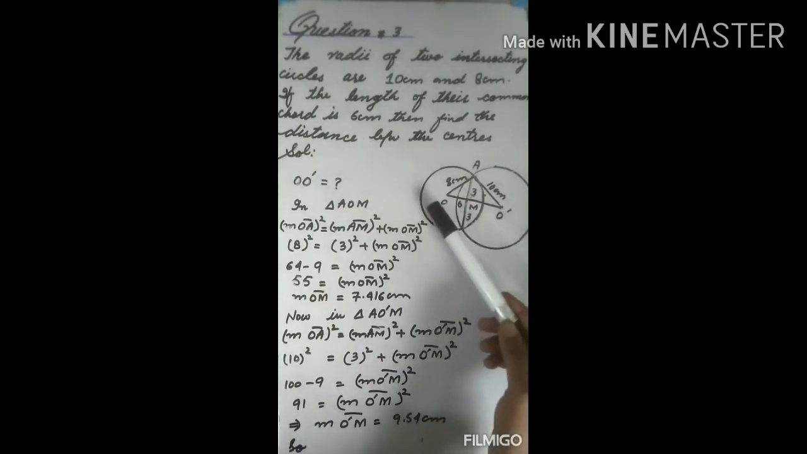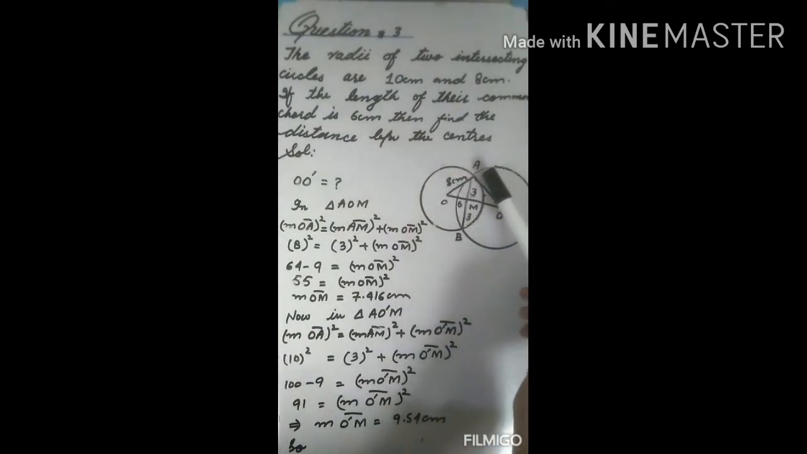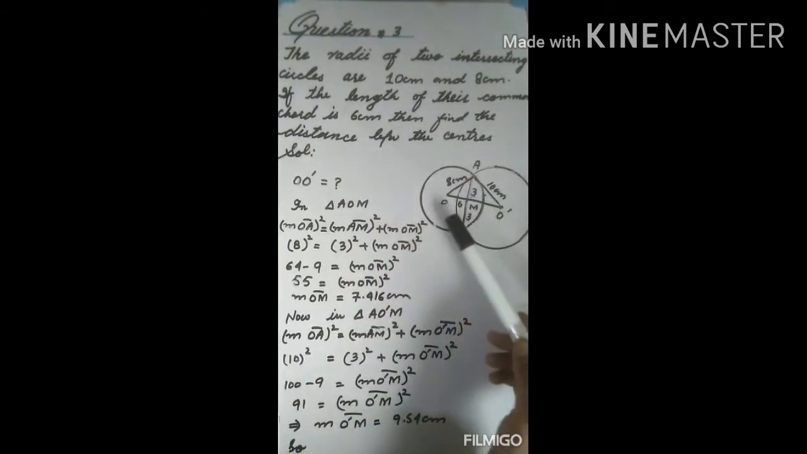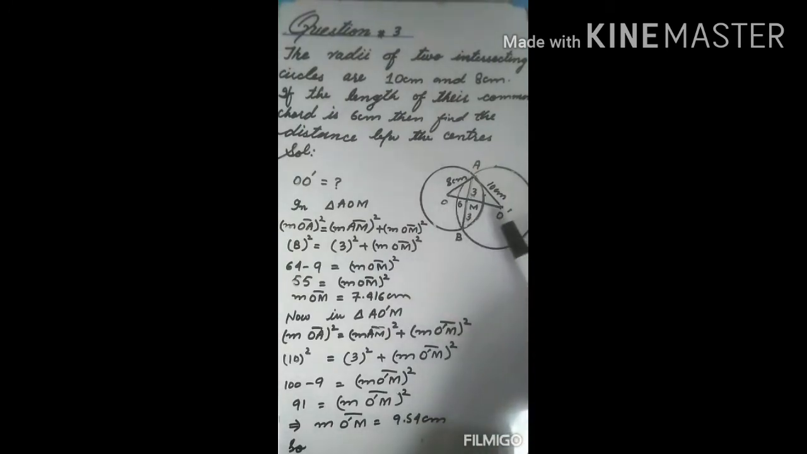As students, you can observe here we are having two triangles. One of the triangle is AOM and the other triangle is AO bar M. And we have to find out the distance OO bar. They have said to find the distance between the centers. Centers are O and O bar. So we have to find out this distance OO bar.